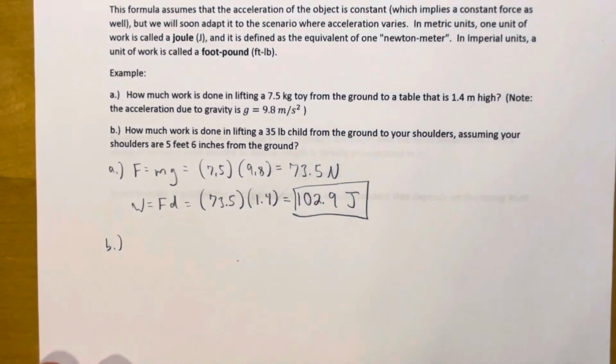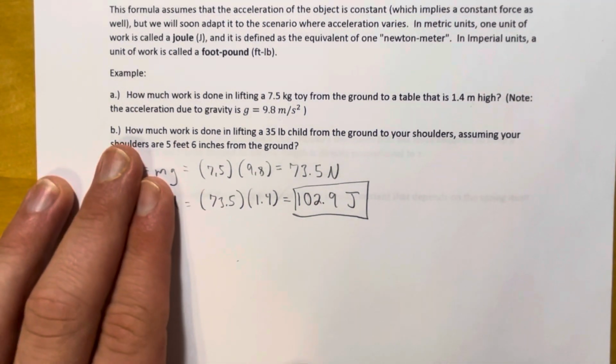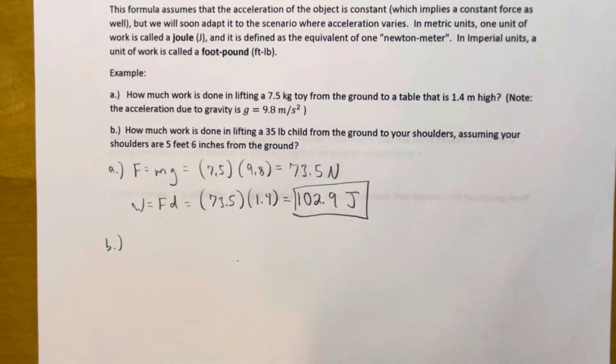Awesome. Part B, similar problem. This one says how much work is done lifting a 35-pound child from the ground to your shoulders, assuming your shoulders are 5 feet 6 inches from the ground.